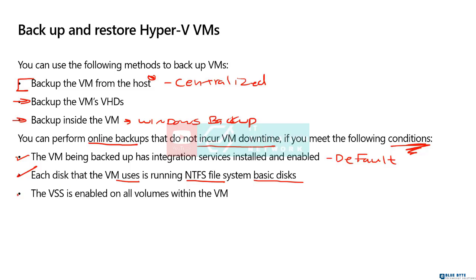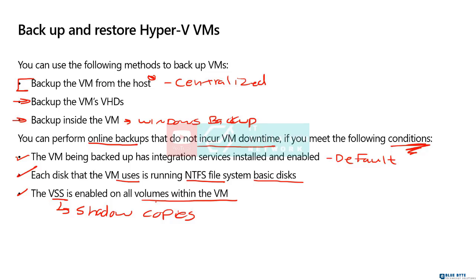And you also have to use Volume Shadow Copy Services. That's what this VSS stands for, Volume Shadow Copy Services. It has to be enabled on all volumes within the virtual machine. Now, no one really calls this VSS. It's normally called shadow copies. What shadow copies do is allow you to specify a drive, and it will take a copy, basically like a snapshot of data on a drive at a specific time.